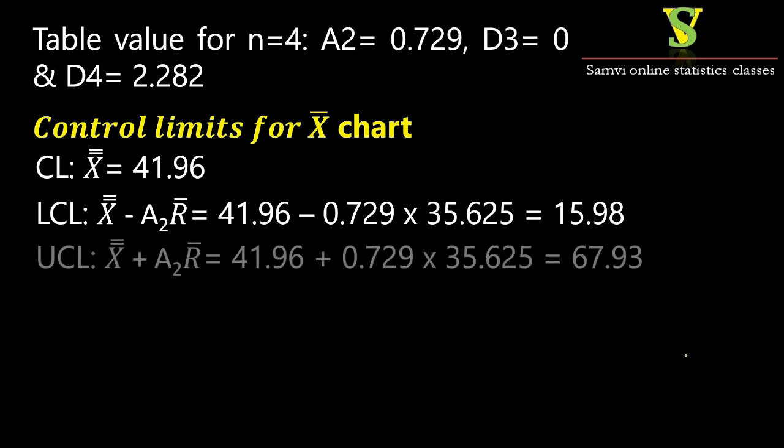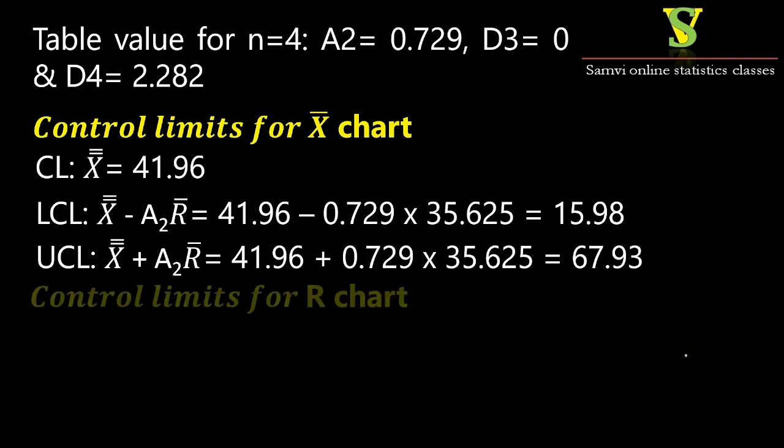Now you go for upper control limit, that is x double bar plus A2 R bar, which is equal to be 41.96 plus 0.729 into 35.625. If I simplify here, I'll get here 67.93. So now you have to go for control limits for R chart.